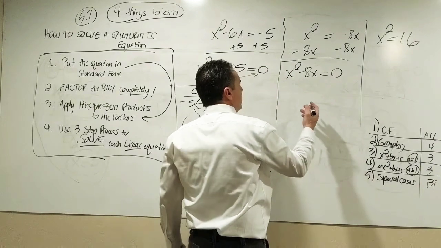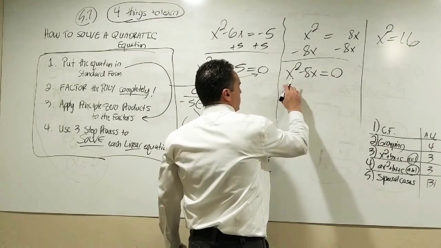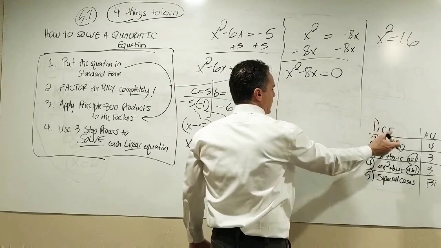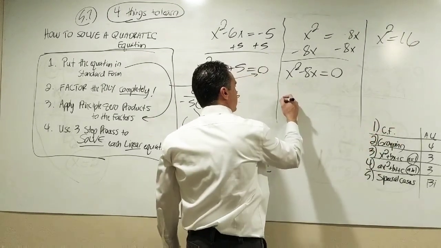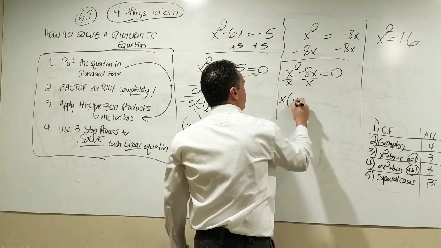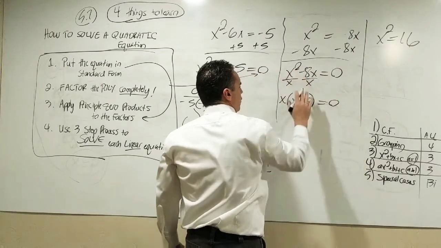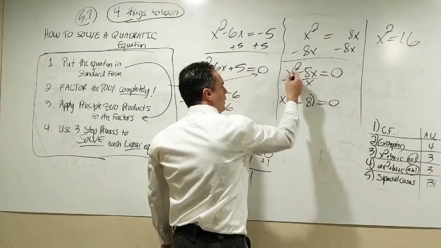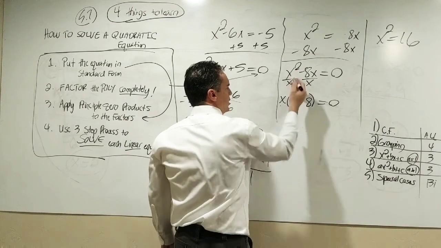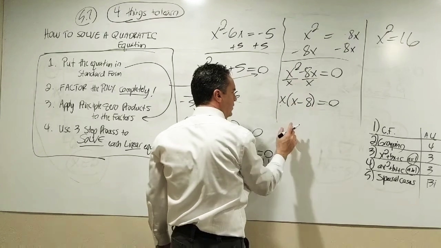So now, I factor completely. Well, I have a binomial here. It could be a special case, but the first thing I have to do is check for a common factor. I do have a common factor of x. I put this over x, I put this over x, and I get x minus 8 equals 0. We don't factor the 0, we factor the polynomial, right? So notice, the common factor was x. X times x is x squared, x times -8 is -8x. I could check that, make sure I did it right. I did.